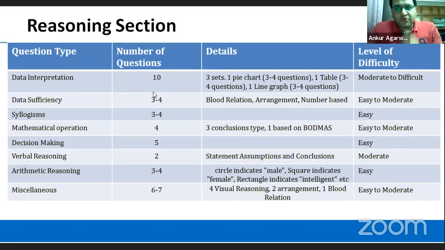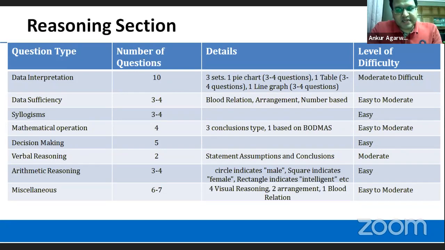Okay. Overall, from an analysis perspective, this section was pretty similar to the reasoning section of day one, right? So whatever was the difficulty level, the distribution across the topics, we have found it to be very similar to the day one, right? Let's have a detailed look at the reasoning section. DI, data interpretation. Yesterday also, DI comprised of around 10 questions. Today also, DI had 10 questions.